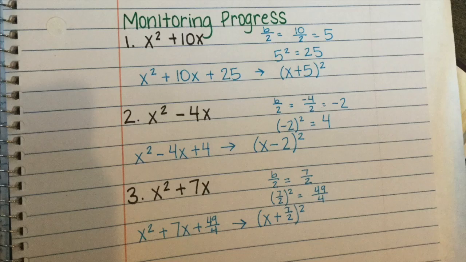All right, at this point, you might want to pause again just to view the work that I showed. The final answer to number 1 is the quantity x plus 5 squared. The final answer to number 2 is the quantity x minus 2 squared. And the final answer to number 3 is the quantity x plus 7/2 squared.